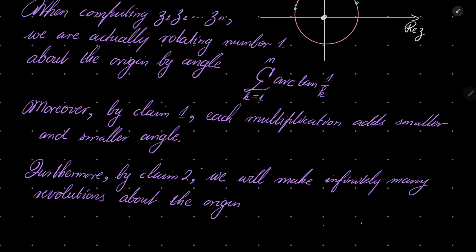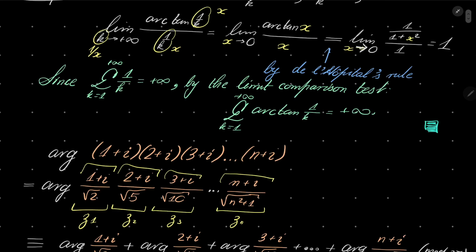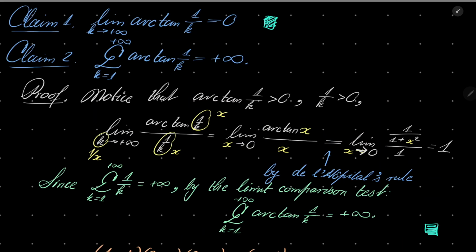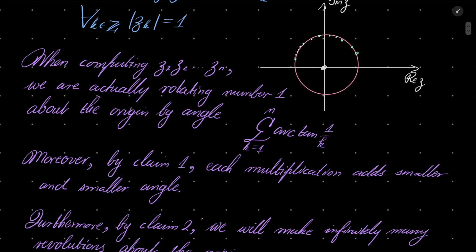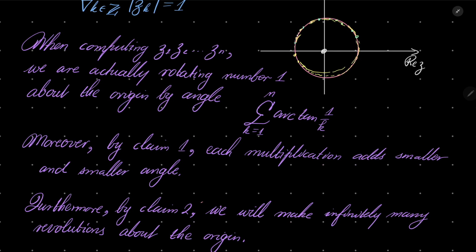Yes, because each time we are adding some angle, and by claim number 2, we have proven that the series of arctangents diverges. So this angle increases, it has no end. So our points will go infinitely many times around the unit circle, and steps will be smaller and smaller. So geometrically, it should now be clear that each quadrant will be visited infinitely many times. Yes, there is no possibility to skip some quadrant. For example, it's not possible that we are right here and we somehow skip this entire quadrant, because that would mean we're making a great leap of angle at least pi over 2. And now we know that these angles are actually going to 0. So it's not possible.